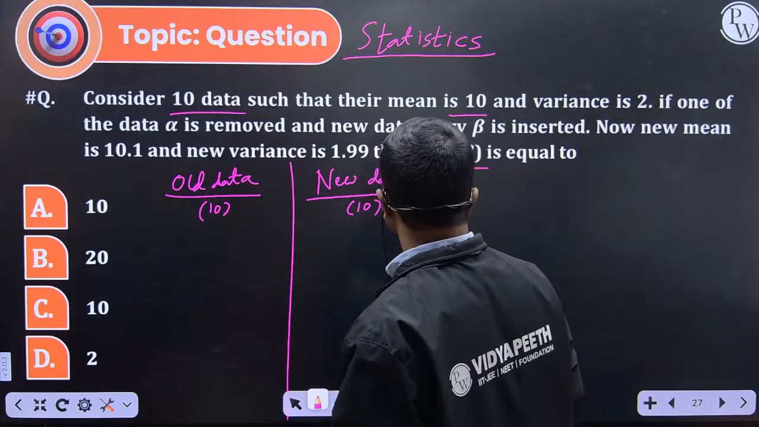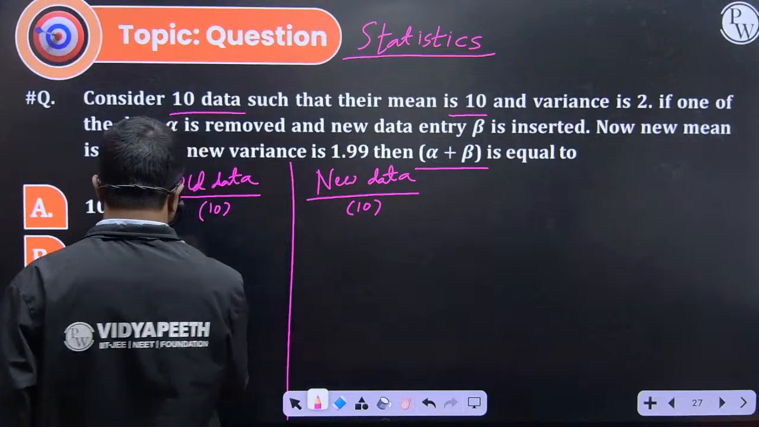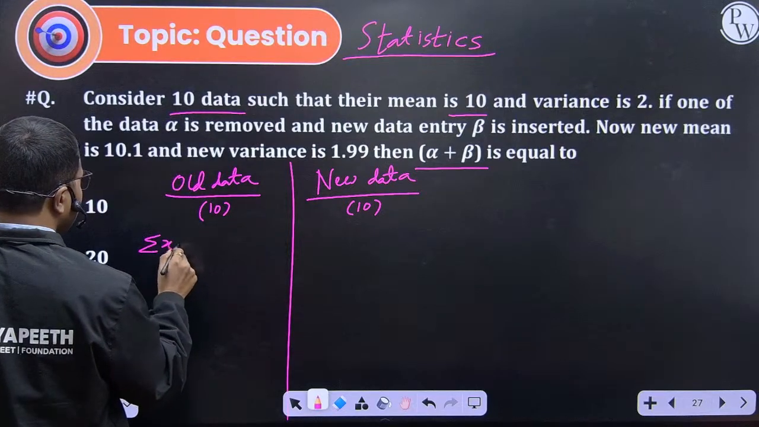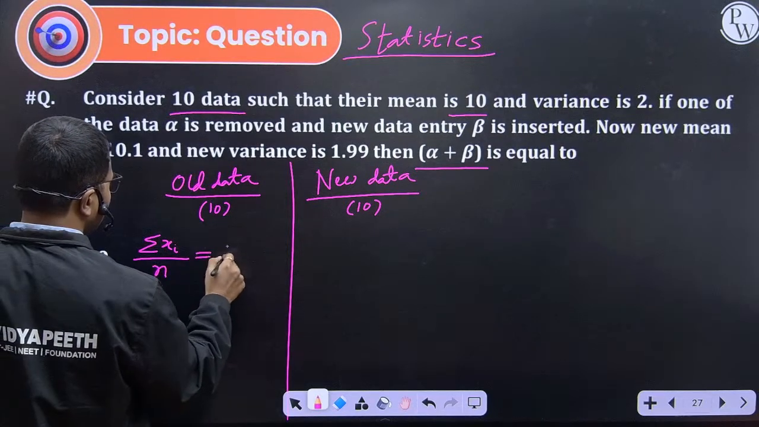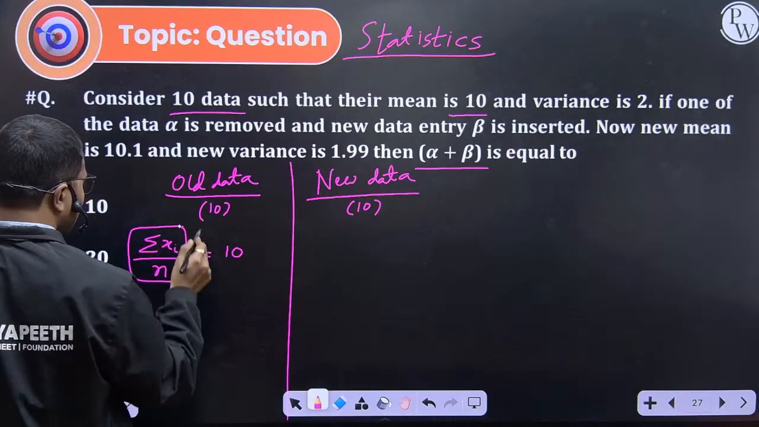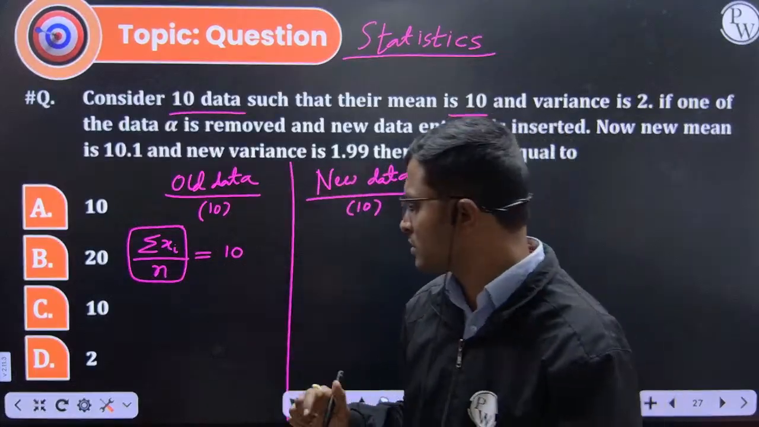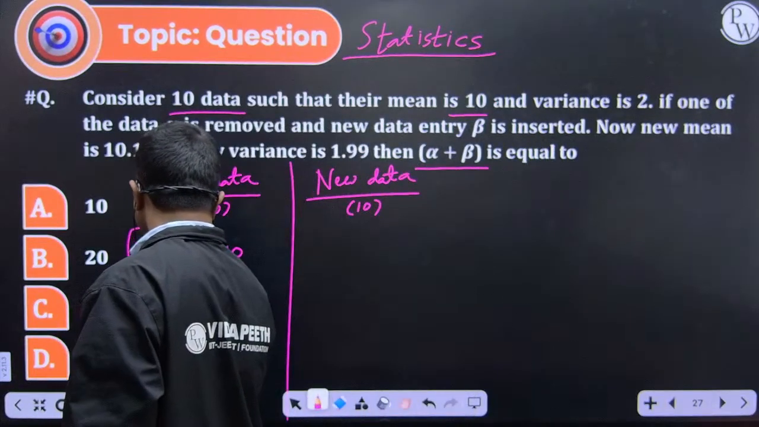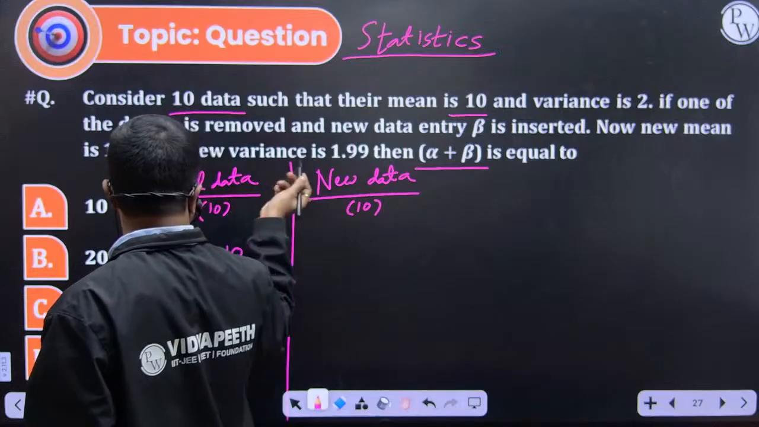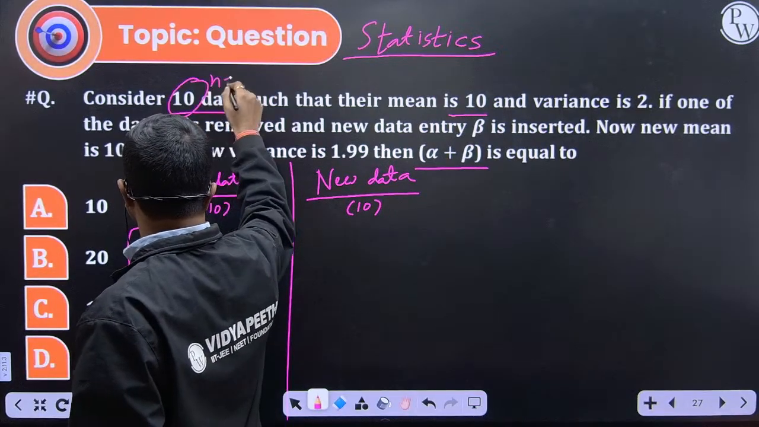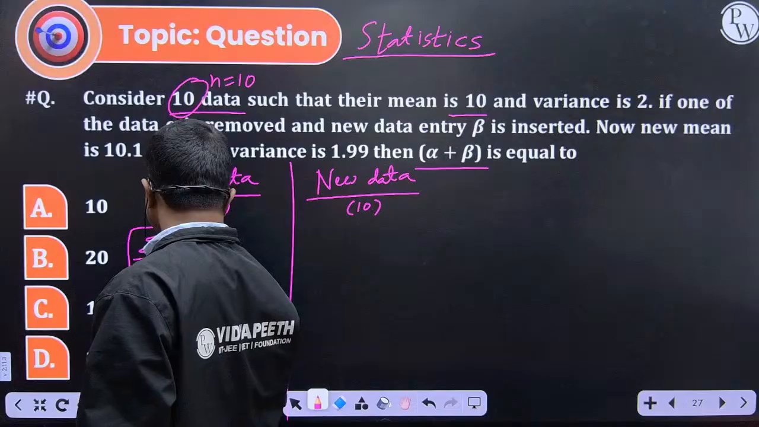For old data, mean is 10. So what is mean? We know the mean formula is sigma xi by n. That is mean. We have to remember this formula. What is sigma xi? Sum of all the values by number of values. So sigma xi by n, where number of values is 10, given in the question. N is 10, so sigma xi by 10 is equal to 10.